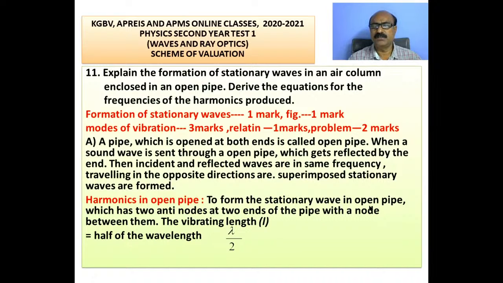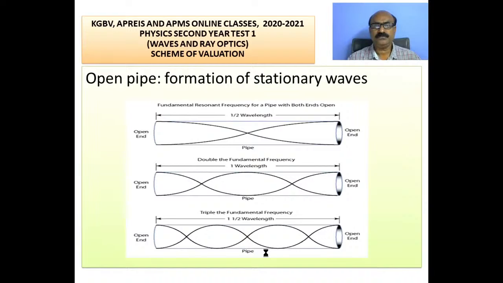To form the stationary wave in an open pipe, which has 2 antinodes at the 2 ends of the pipe with a node between them, the vibrating length L is equal to half of the wavelength, lambda by 2. Now let us observe the figure, we can have a clear idea. So this is the first mode of vibration. We have antinodes at the 2 open ends, and at the midpoint we have a node. So this has 2 antinodes and 1 node, and the wavelength corresponding to this is lambda by 2. So the length of the air column is lambda by 2 in this first mode of vibration.